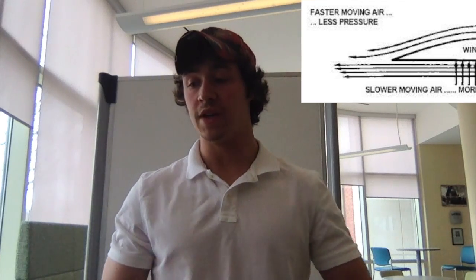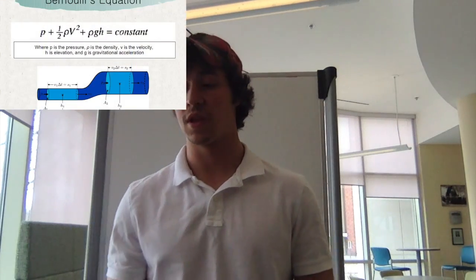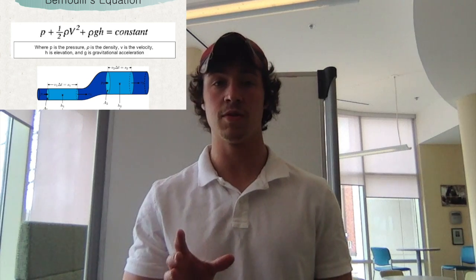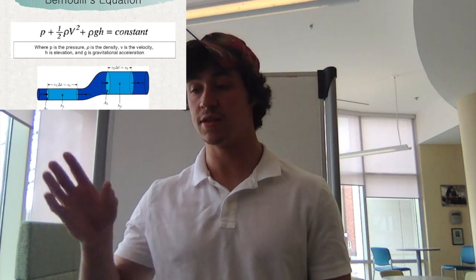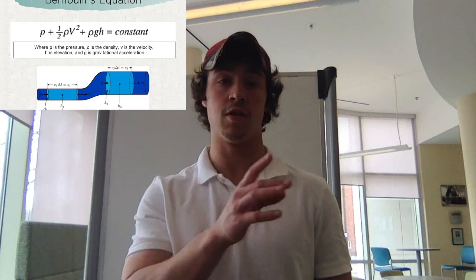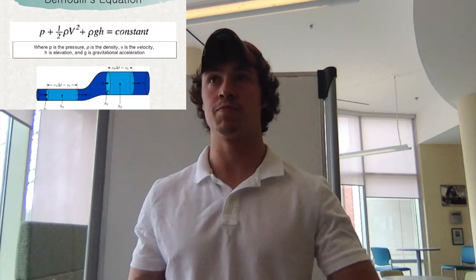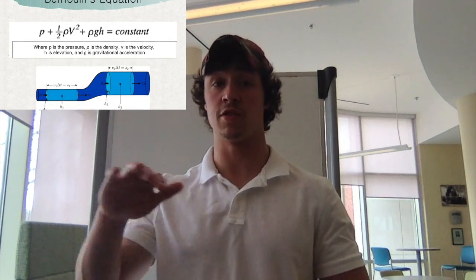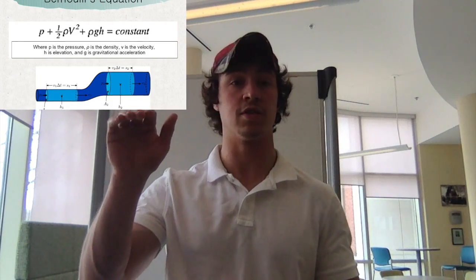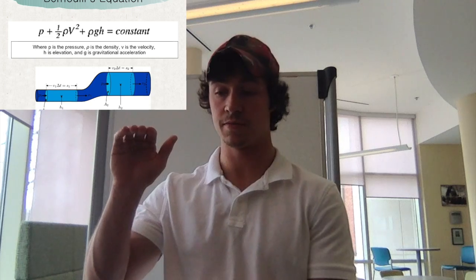Well, this is all based on the idea of Bernoulli's law. The pressure of one side of the wing plus the density times the velocity squared over 2 equals the same as the other side. What this pretty much means is if wind is moving faster on one side, there's less pressure there than where the wind is moving slower.